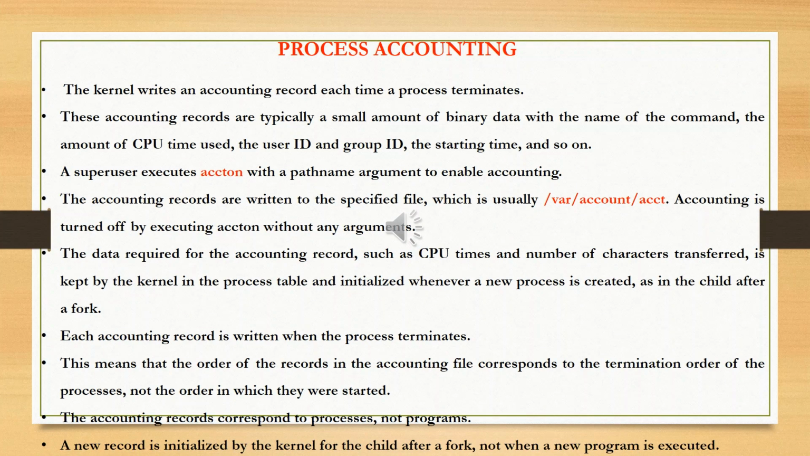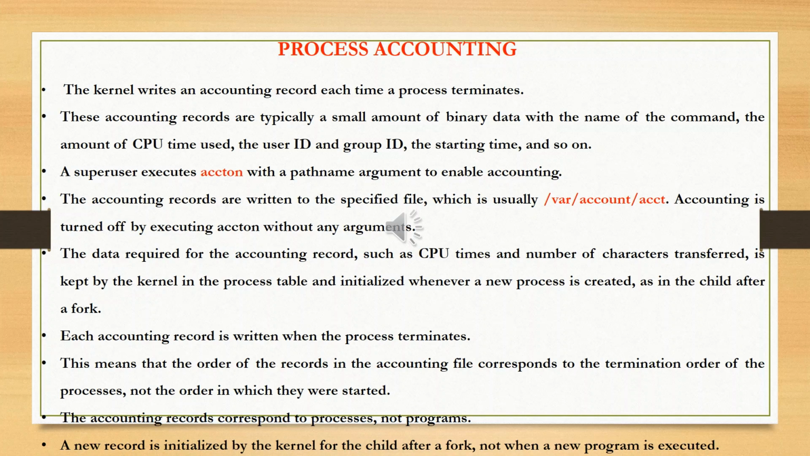Process accounting. Here the kernel writes an accounting record each time a process terminates. Nothing but when the process is initiated and when it terminates, the whole thing should be recorded. That's called an accounting record in process accounting. That should be done with the help of the kernel. These accounting records are typically a small amount of binary data with the name of the command, the amount of CPU time used, the user ID and group ID, starting time and so on.